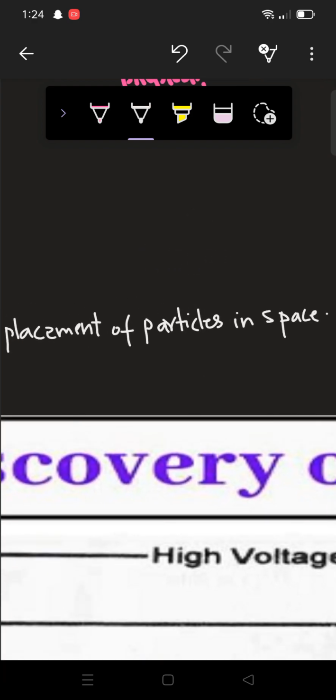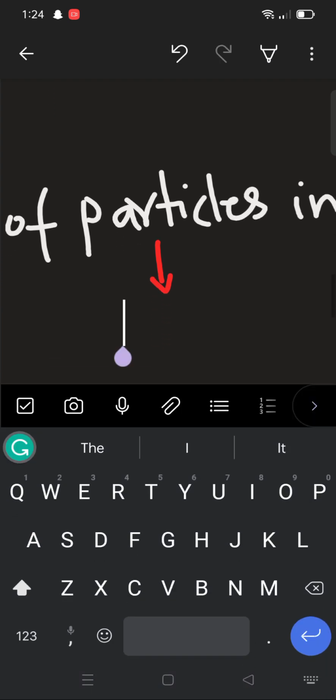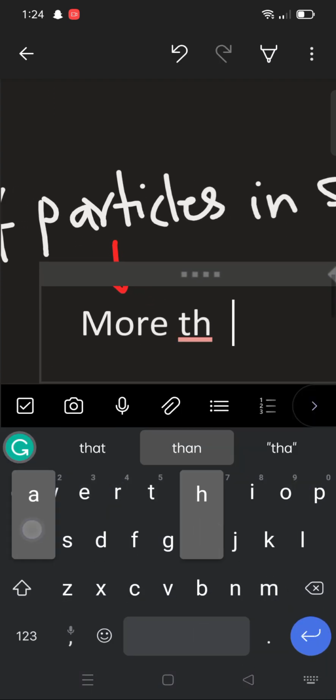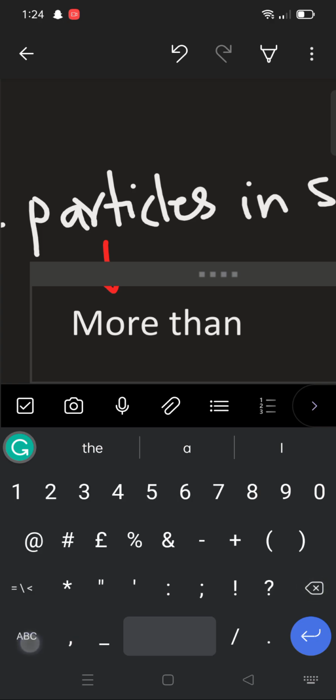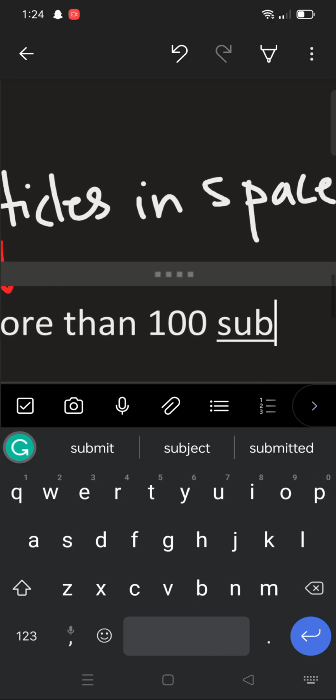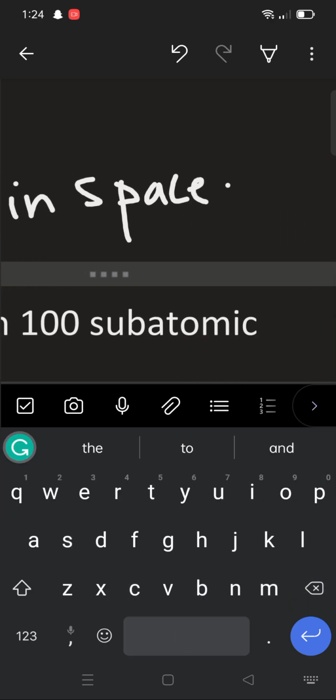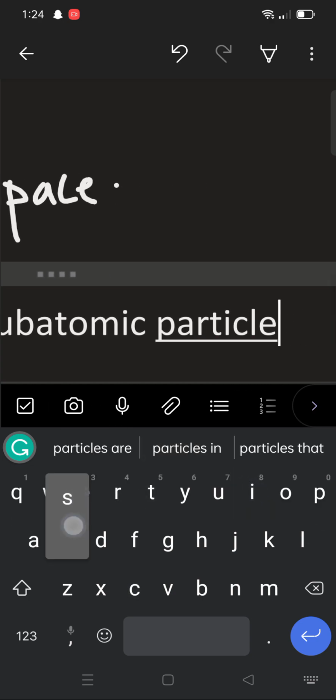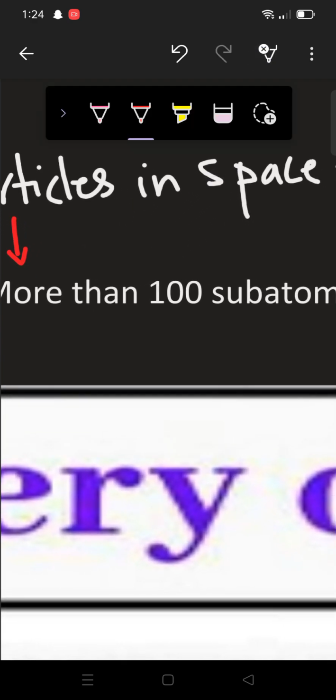Now we have more than 100 subatomic particles, right? And among these 100 subatomic particles we have three particles. Those are fundamental, or you can say basic particles, right?